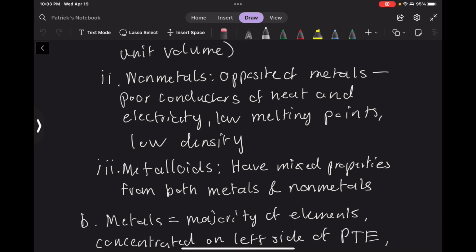Nonmetals are elements that have properties more or less diametrically opposed to those of metals. They are poor conductors of heat and electricity, resisting their movement very well. Nonmetals also melt at lower temperatures and have lower densities when compared to metals.